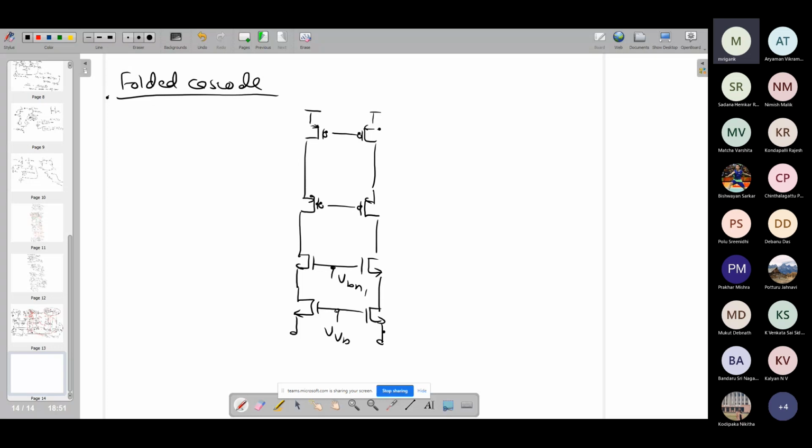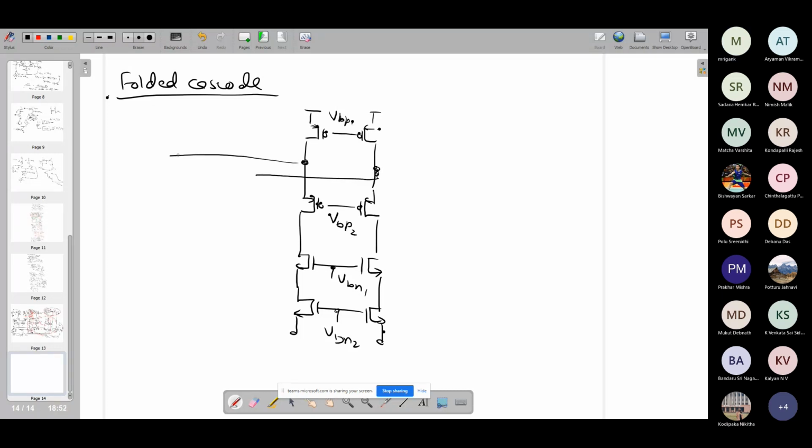VBN1, VBN2, sorry. And then this also requires a bias, VB means bias, VBP. Call it VBP2 and call this VBP1. And now you have basically the input side, the input differential pair consisting of NMOS transistors and the current source.